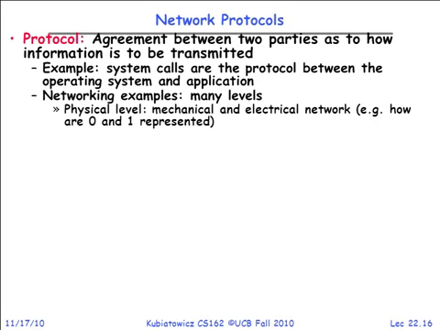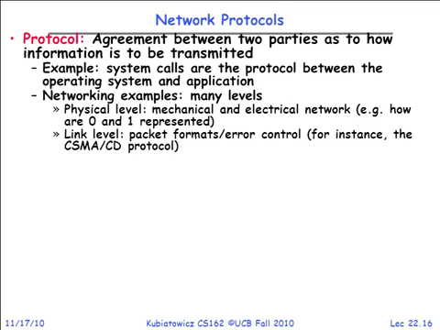So at one point is the physical level, and this is things like mechanical and electrical network issues, like how are ones and zeros represented? How are they transmitted? How do they get to the other side? The link level has to do typically with what's the format of a packet on the link and what's error control. An example, for instance, CSMA/CD, which we mentioned from Ethernet. This was the carrier sense multiple access with collision detect protocol. This is the link level, which is basically making sure that a packet makes it to the other side.